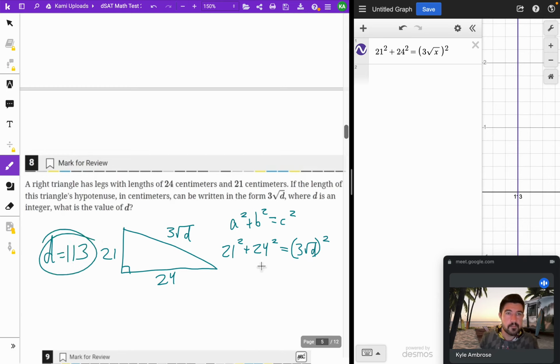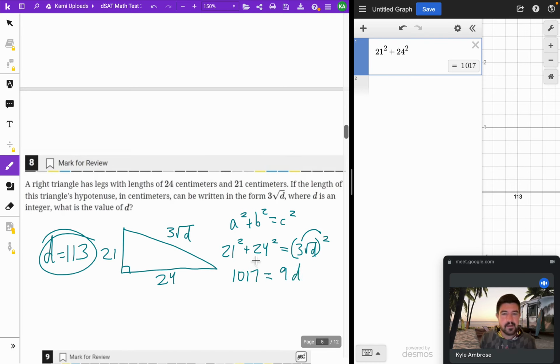But over here, what would you get? Well, I would have to square 21, add it to 24 squared, and I'll do it if you want to see it. Let me take this part out. So that would be 1017. And now if I square both sides, I have to square 3, which is 9. And then if I square the square root of D, I just get D. So now, when I solve for D, divide by 9, that's where I get 113.